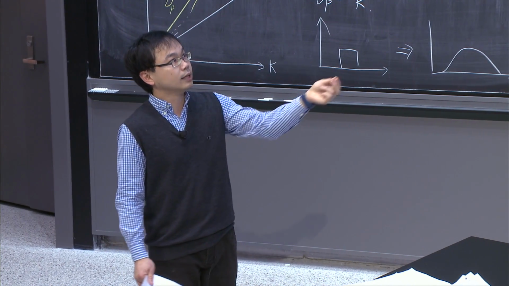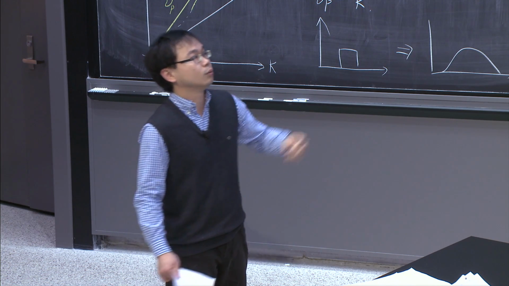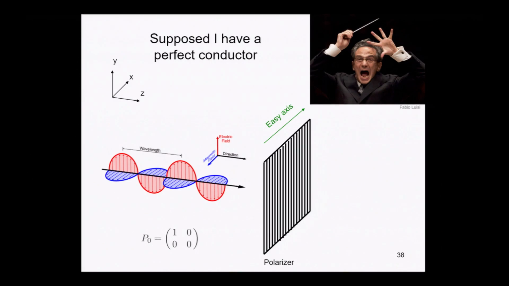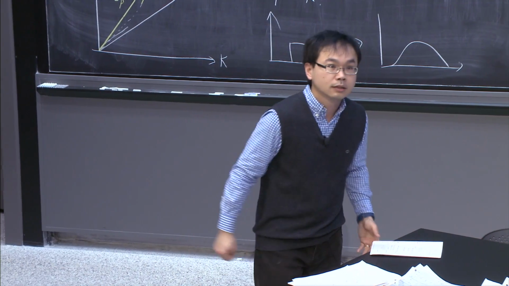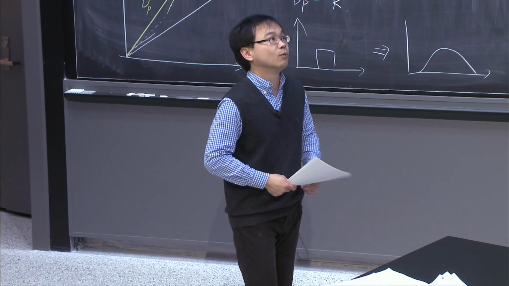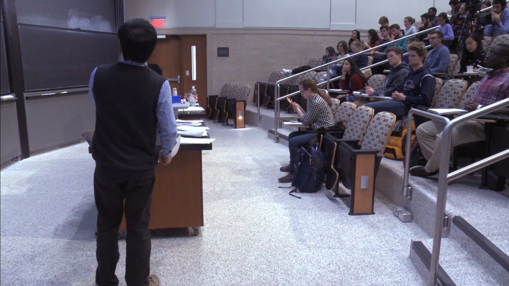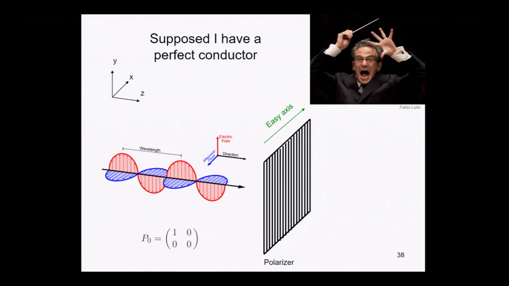Therefore, when it is trying to pass through the perfect conductor, the electrons in the conductor are going to be working like crazy to reflect this wave when the direction of the electric field is perpendicular to the direction of the easy axis. Okay, so that is how things work.